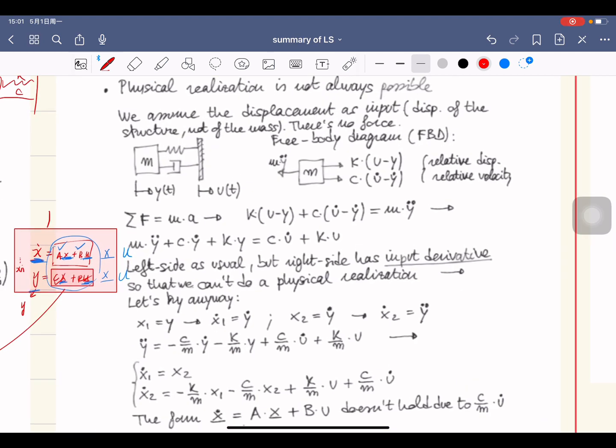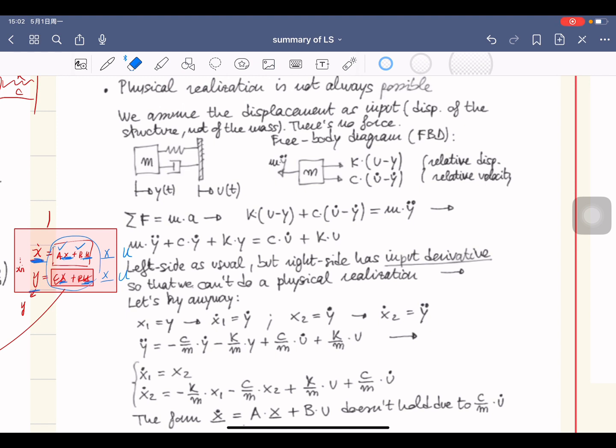Let's see what it wants to express. This counterexample wants to tell us that physical realization is not always possible. What does that mean? Maybe we could use mathematics to express them, but sometimes we should relate it to the practical real world. Sometimes this kind of state-space input-output relationship, the mathematical method, may not be able to describe the physical meaning, the physical realization of this model.